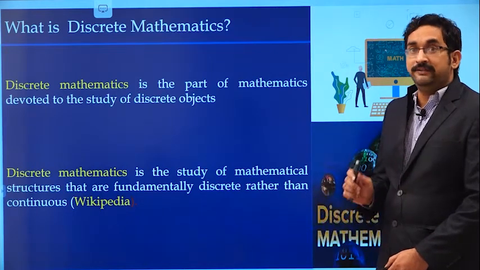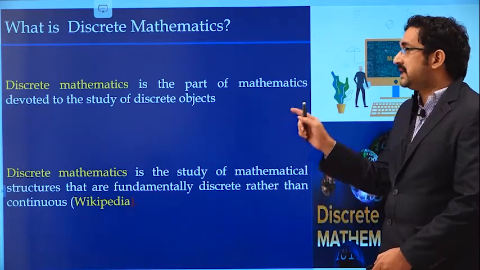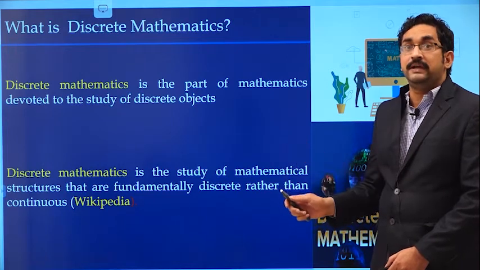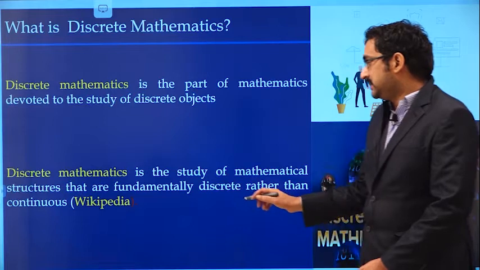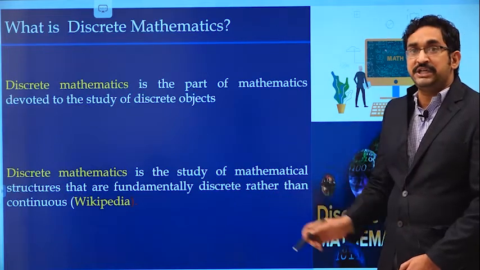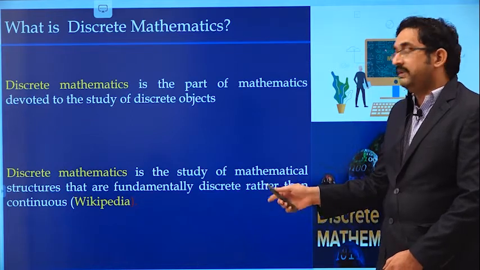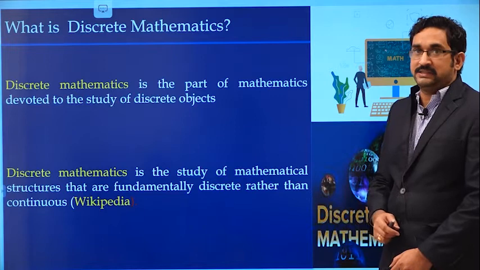First we will discuss what is discrete mathematics. We can define discrete mathematics as a part of mathematics which studies discrete objects. We can also define discrete mathematics as the study of mathematical structures which are fundamentally discrete rather than continuous, according to Wikipedia. In this way we can define discrete mathematics.